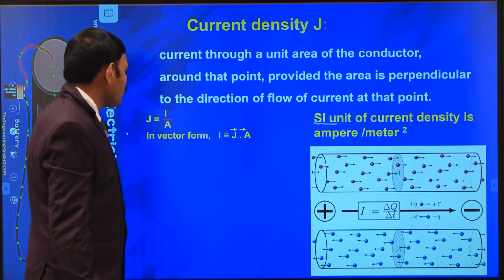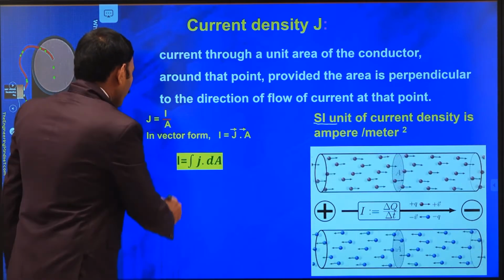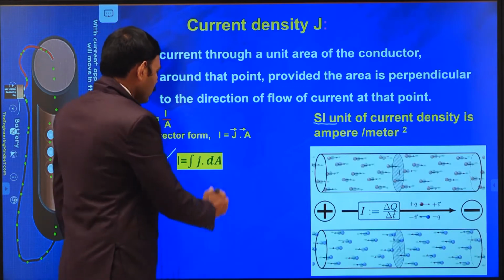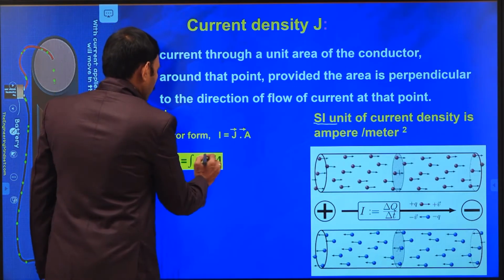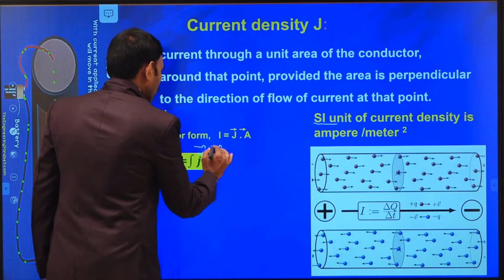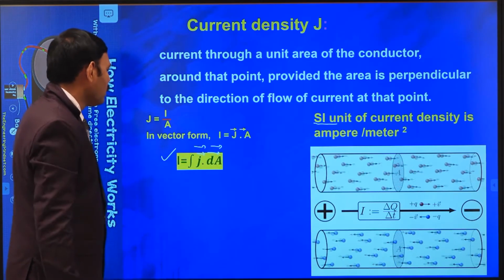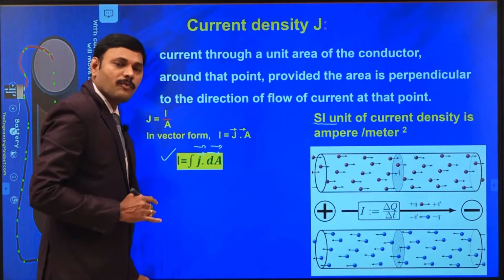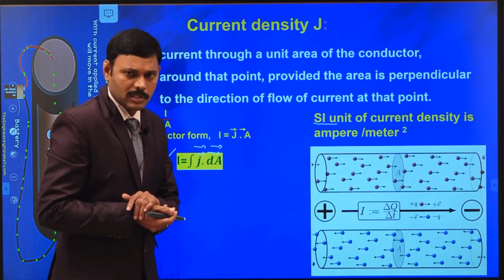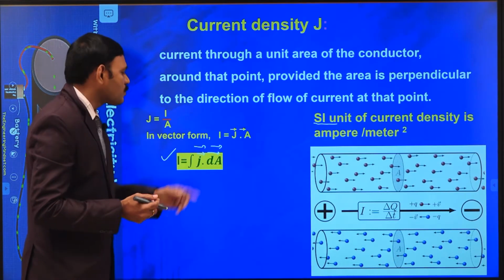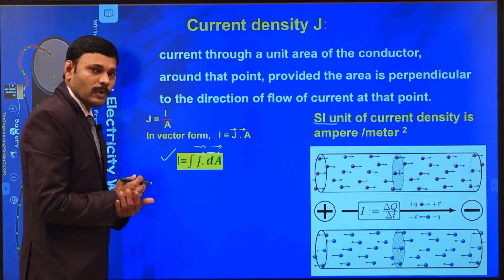If current density is varying, then we find the current by the formula integral J bar dot dA bar. By using this formula we calculate. We put bars if they are in vector form. Integral J dot dA gives the current. This is an important formula in IIT problems, JEE Mains and Advanced problems. We use this formula, already so many problems were given.